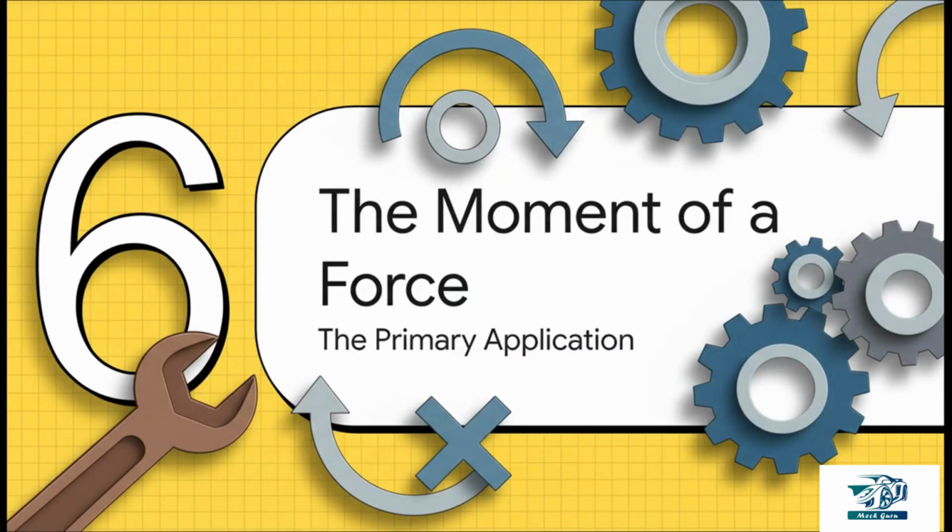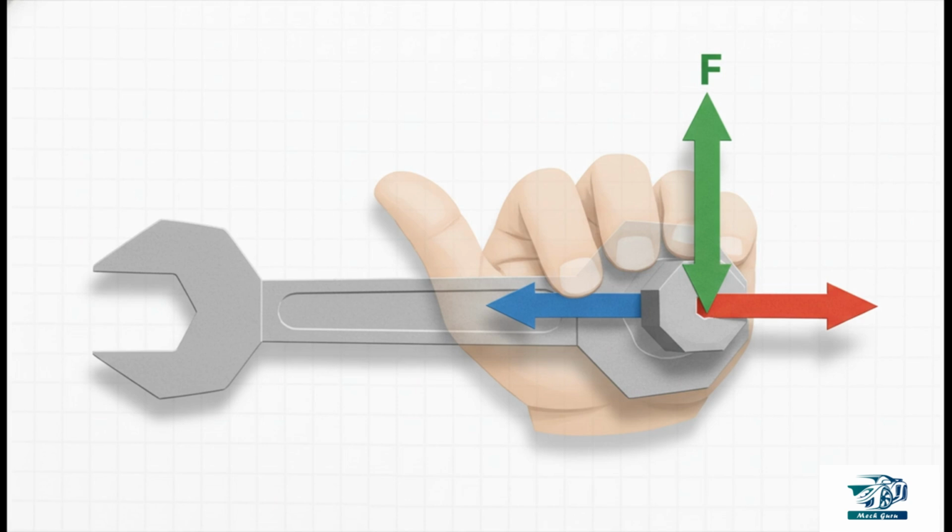And that brings us right back to where we started, our final section, the moment of a force. This is the number one reason we use the cross product, and it's the final answer to our question about the wrench. And here it is, the payoff, the moment, which we call M, is simply the position vector R crossed with the force vector F. M equals R cross F. That one beautiful, elegant equation captures the entire physical action of making something turn.